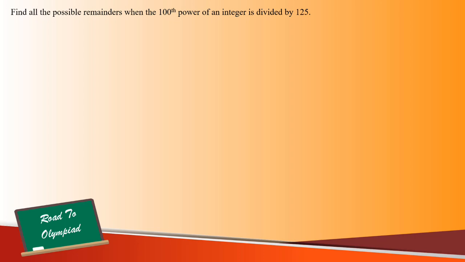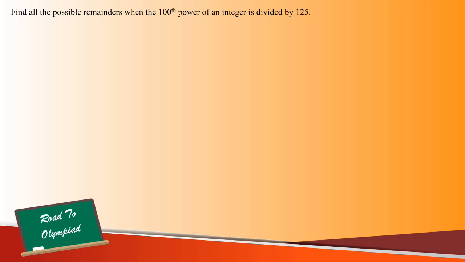Welcome to RTO. Consider the following problem. Find all the possible remainders when the 100th power of an integer is divided by 125. Of course, we can try to find the remainder when each of the numbers from 1 to 125 is raised to the 100th power and divided by 125. But this is a tedious way. There's a much easier way that we can find the answer.